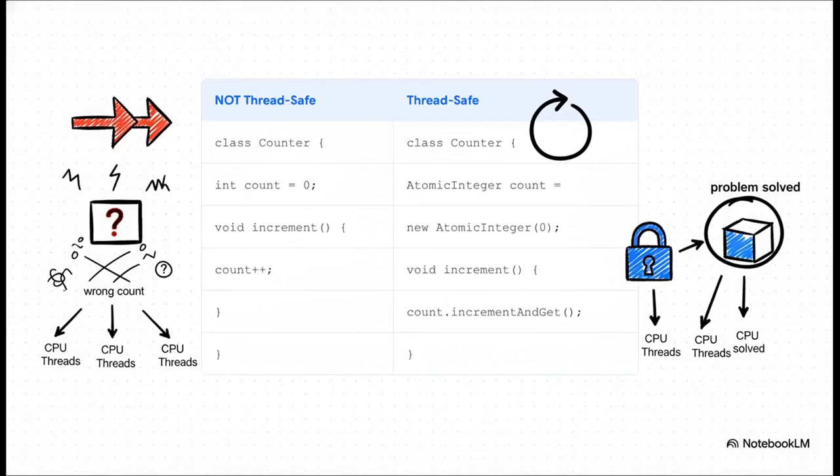On the left, you've got a super simple counter. Now, that little count plus plus operation, it looks like one single step, right? But it's not. It's actually 3. First, read the value, then add 1 to it, and finally, write the new value back. The problem is, multiple threads can interrupt each other right in the middle of those steps, and you end up with the wrong count. The thread-safe version on the right uses something called an atomic integer, which guarantees that the entire read-add-write operation happens as a single, indivisible step. No interruptions allowed. Problem solved.